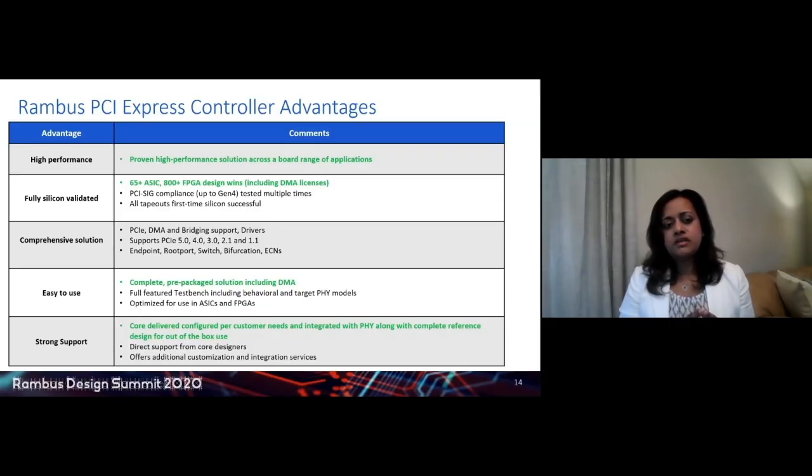And lastly, we provide the core fully configured per the customer needs and integrated with the PHY along with the complete reference design for out-of-the-box use. And you get direct support from the core designers. And we do offer customization and integration services as well.